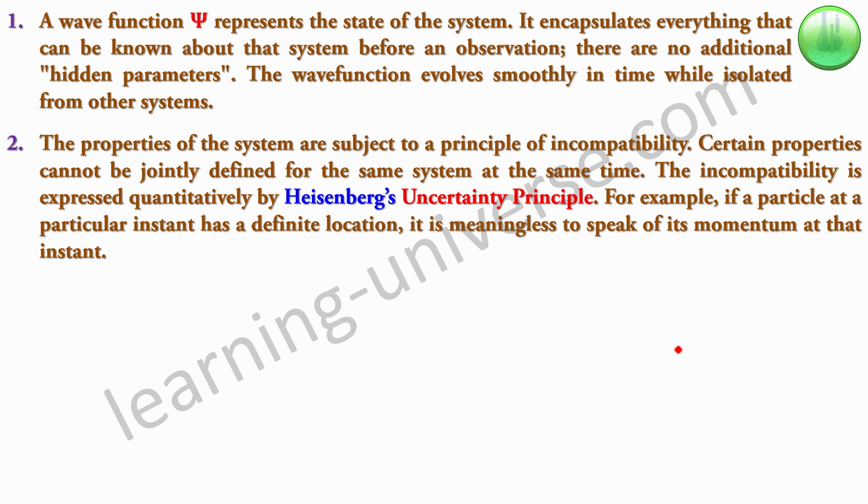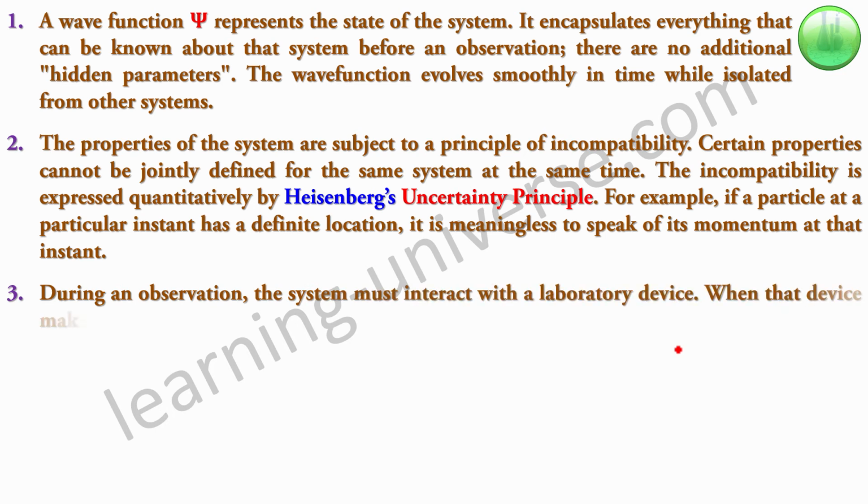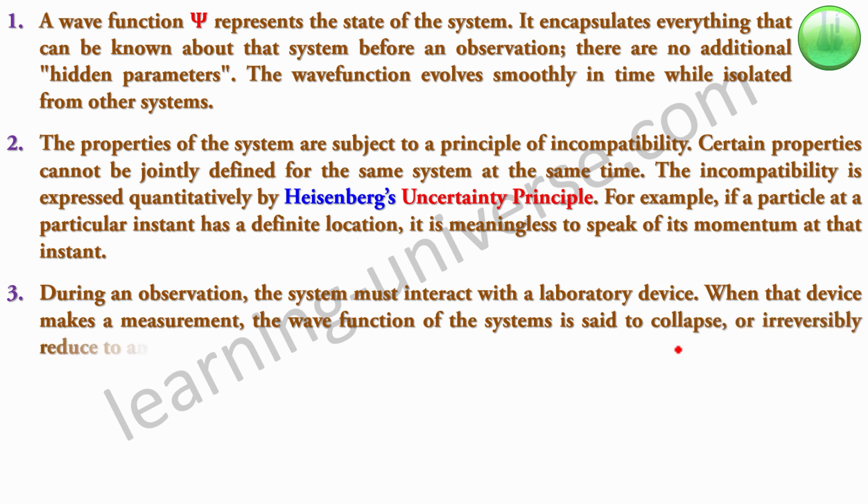And this is the third point in the Copenhagen interpretation. During an observation, the system would interact with a laboratory device. When the device makes a measurement, the wave function of the system is set to collapse. That means instead of being a wave, it starts becoming like a particle, or irreversibly reduces to one eigenstate.